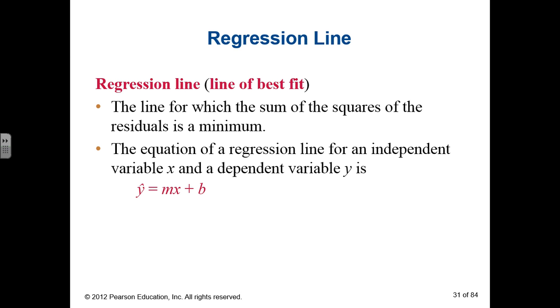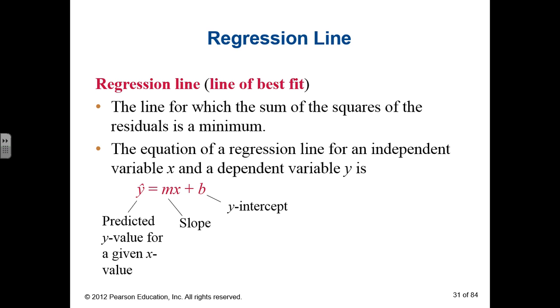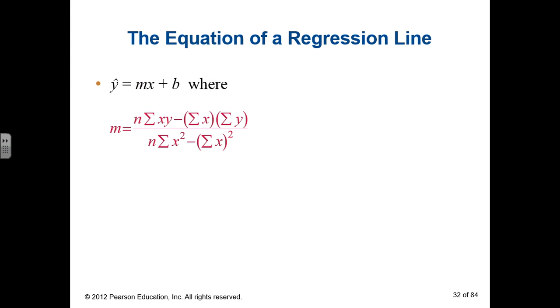The equation for a regression line is the same equation you're used to, y equals mx plus b, except now we're going to call y hat the predicted value, and m is the slope and b is the y-intercept. This is back from high school algebra 1. That's the predicted y value for a given x value. The little symbol over the y, we call that y hat. Now y hat is determined by the slope and the y-intercept.